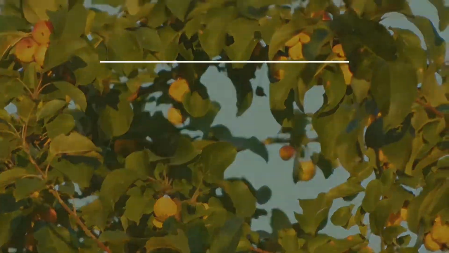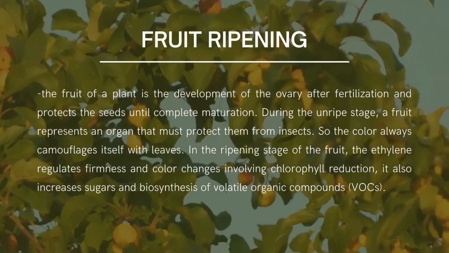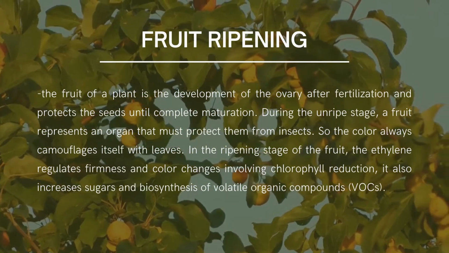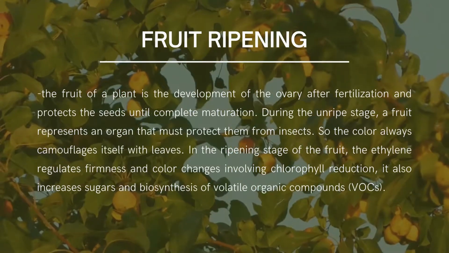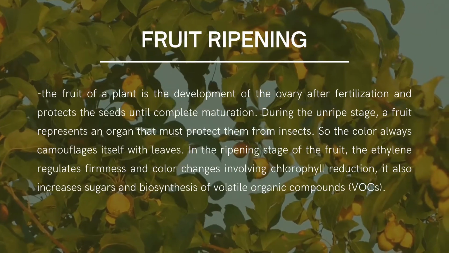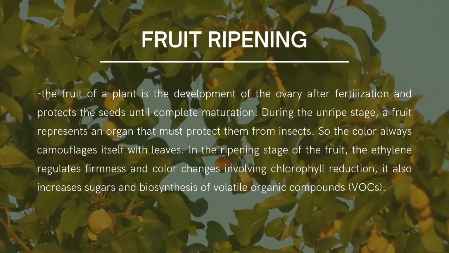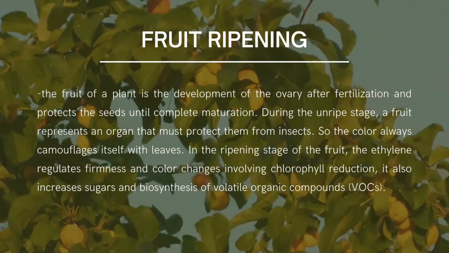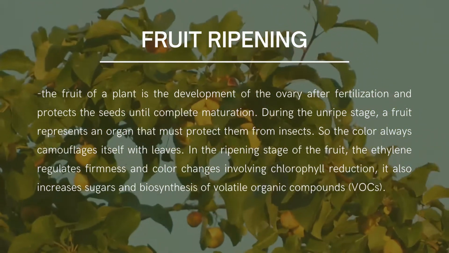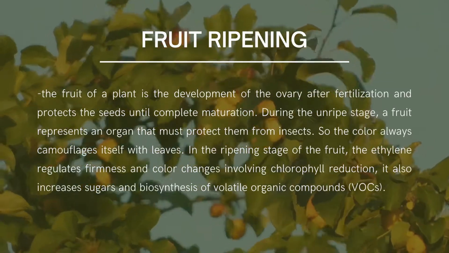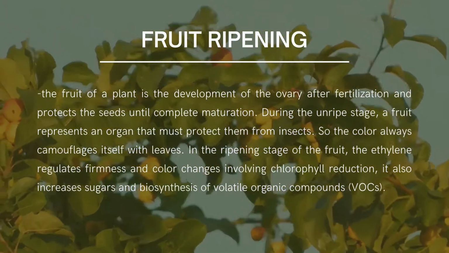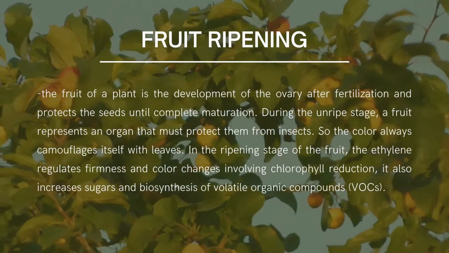While in fruit ripening, the fruit of a plant is the development of the ovary after fertilization and protects the seed until complete maturation. During the unripe stage, a fruit represents an organ that must protect them from insects, so the color also camouflages itself with leaves.